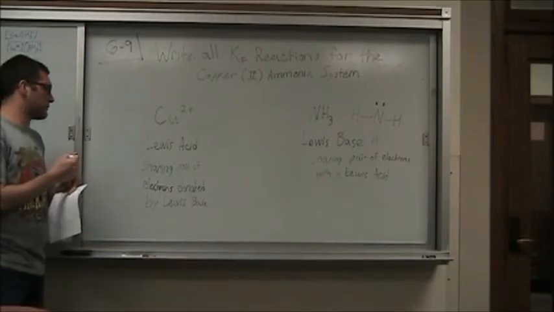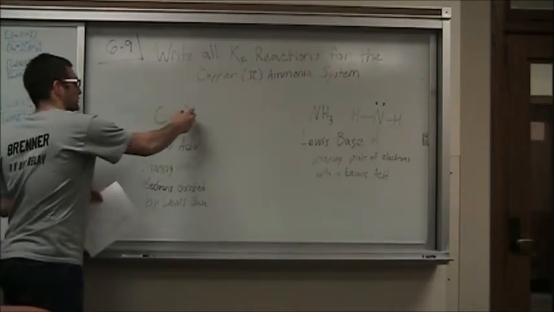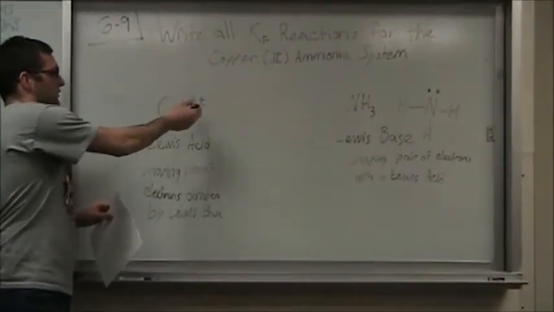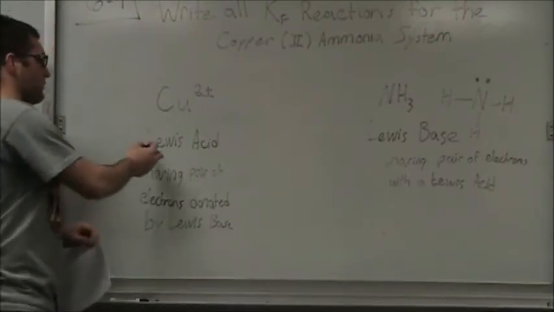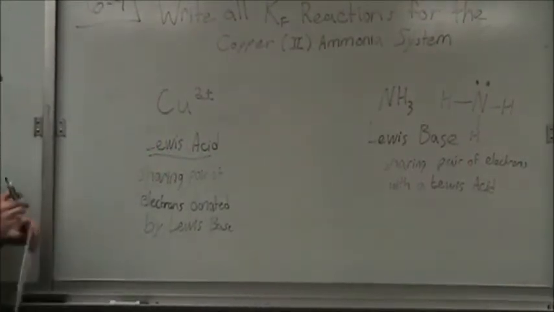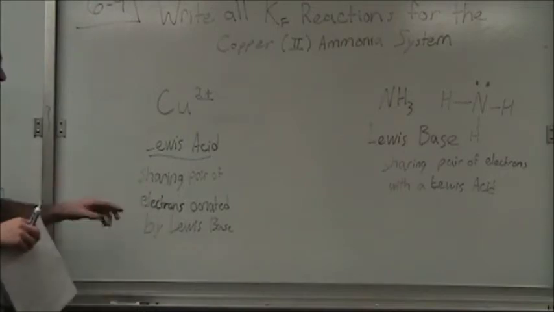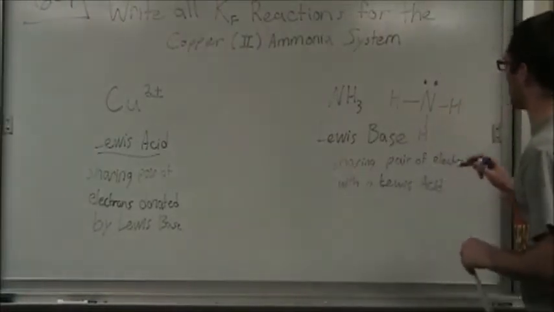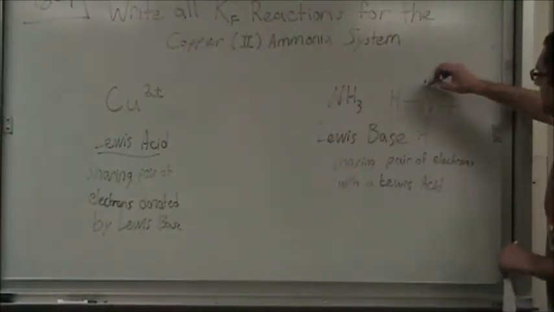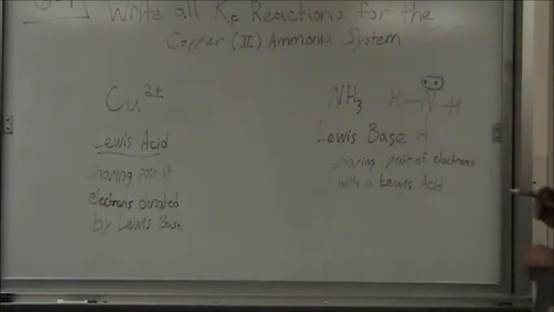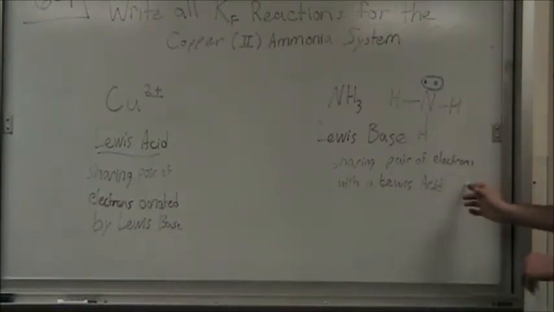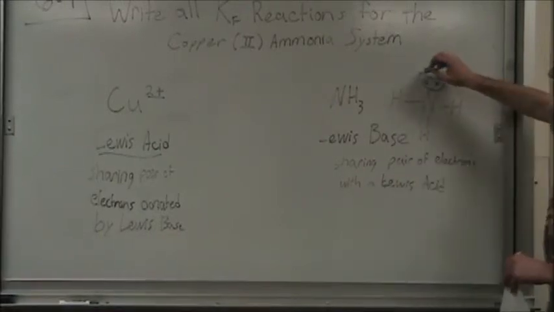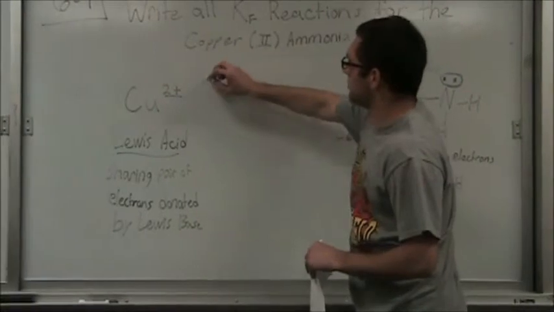and a Lewis acid. Copper 2+ is in an ionized form, so it has 2 fewer electrons than normal copper metal. It's called a Lewis acid because it will share a pair of electrons donated by a Lewis base. Ammonia, in this case, acts as a Lewis base because it has these 2 electrons right here that it's willing to share. And again, these two together are considered a Lewis base and a Lewis acid because ammonia will share the 2 electrons with copper 2+.